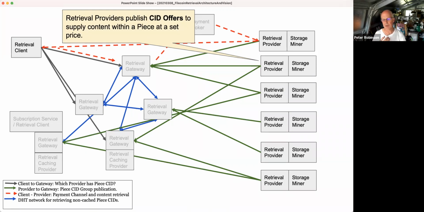And so it's going to publish CID offers. So essentially that's going to be, I'm going to provide the content related to this piece CID for this price up until this date. And you might choose to have it just for a short period of time, or maybe you'll have it for a long period of time. So you could imagine you're going to say, here is the flat price for all content stored in this storage miner, but then maybe you might have a special, like if you go to your supermarket, sometimes you can get things at a cheaper price. So you can imagine you might do that as well.